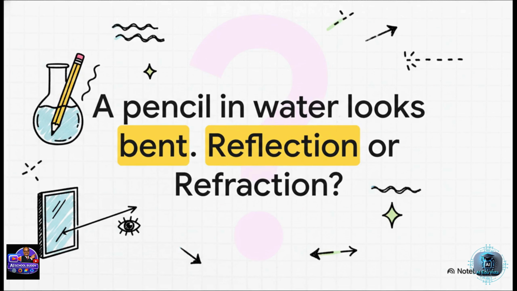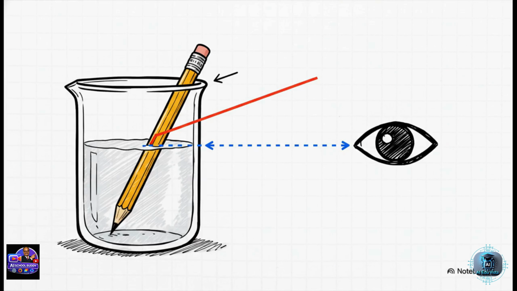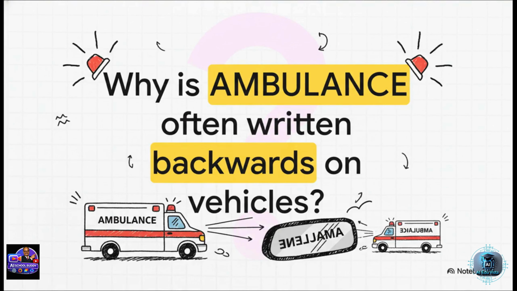So, quick pop quiz. You see that classic bent pencil in a glass of water? Which rule's at play here? Is it reflection or is it refraction? Yep, it's totally refraction. Your brain is wired to think light always travels in a straight line. But the light coming from the bottom half of the pencil has to travel through water, then through air to get to your eye. When it crosses that boundary, it bends, tricking your brain into thinking the pencil itself is bent.